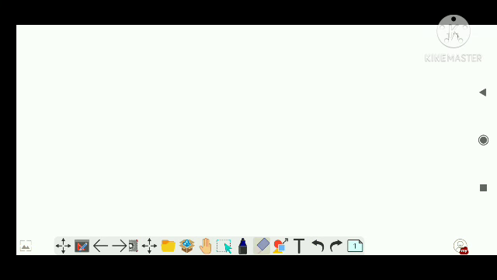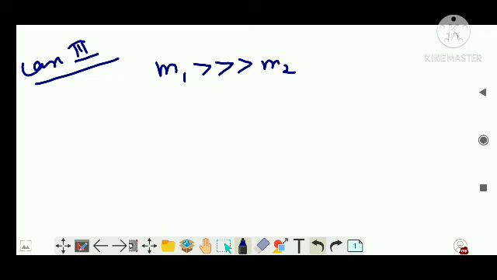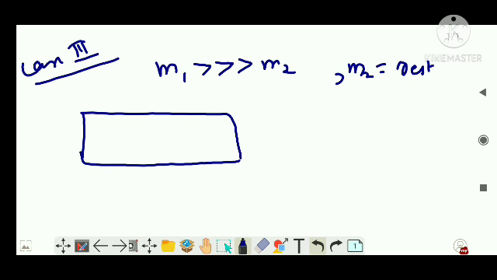Let's talk about case 3. Suppose m1 mass is very, very large when compared to m2, and let's say m2 is at rest. That is the same scenario as this. You are having a huge lorry coming, and you are sleepwalking, let's say, or you are just standing over here. The lorry is coming at full velocity. Now what happens? So how will you find the value for it?